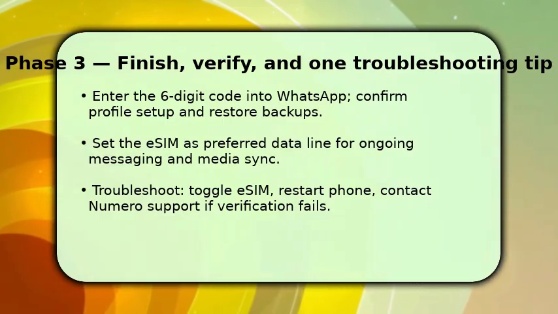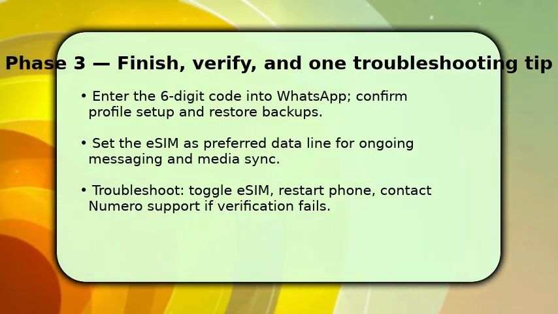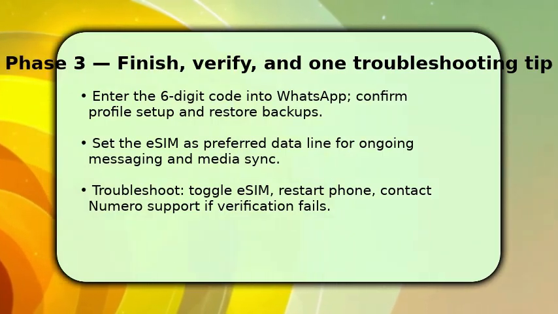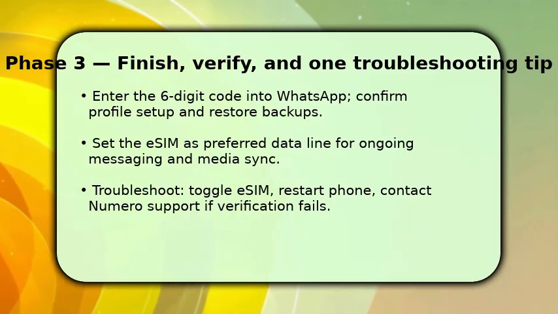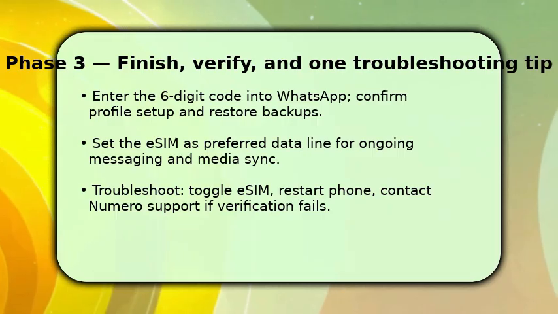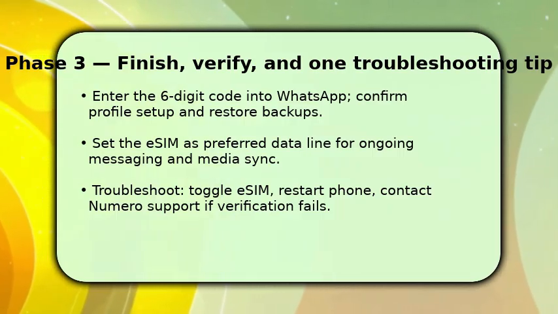Once done, restore any backups and finish profile setup. Make the eSIM the preferred data line so WhatsApp can send and receive messages reliably, and ensure background data is allowed. If something goes wrong, first toggle the eSIM off and on, then restart the phone.